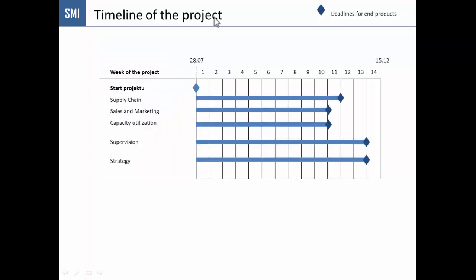Then obviously the timeline of the project. So here we present roughly how we're going to do it. As you can see, most of the things are done by the 10th, 11th week of the project. And then the strategy and the supervision is a little bit longer.